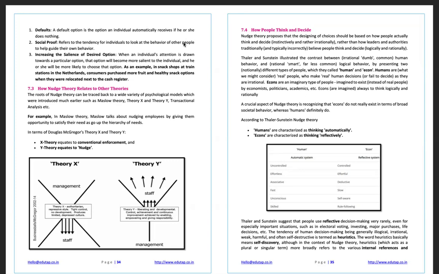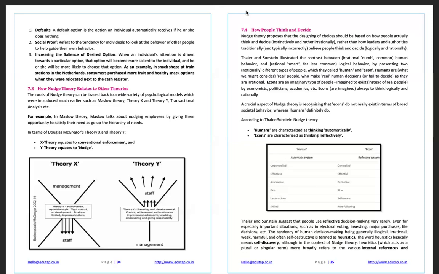Increasing the salience of desired option. So when an individual's attention is drawn towards a particular option, that option will become more salient to the individual and he or she will be more likely to choose that option. As an example, in snack shops at train stations in the Netherlands, consumers purchased more fruits and healthy snack options when they were relocated next to the cash register.